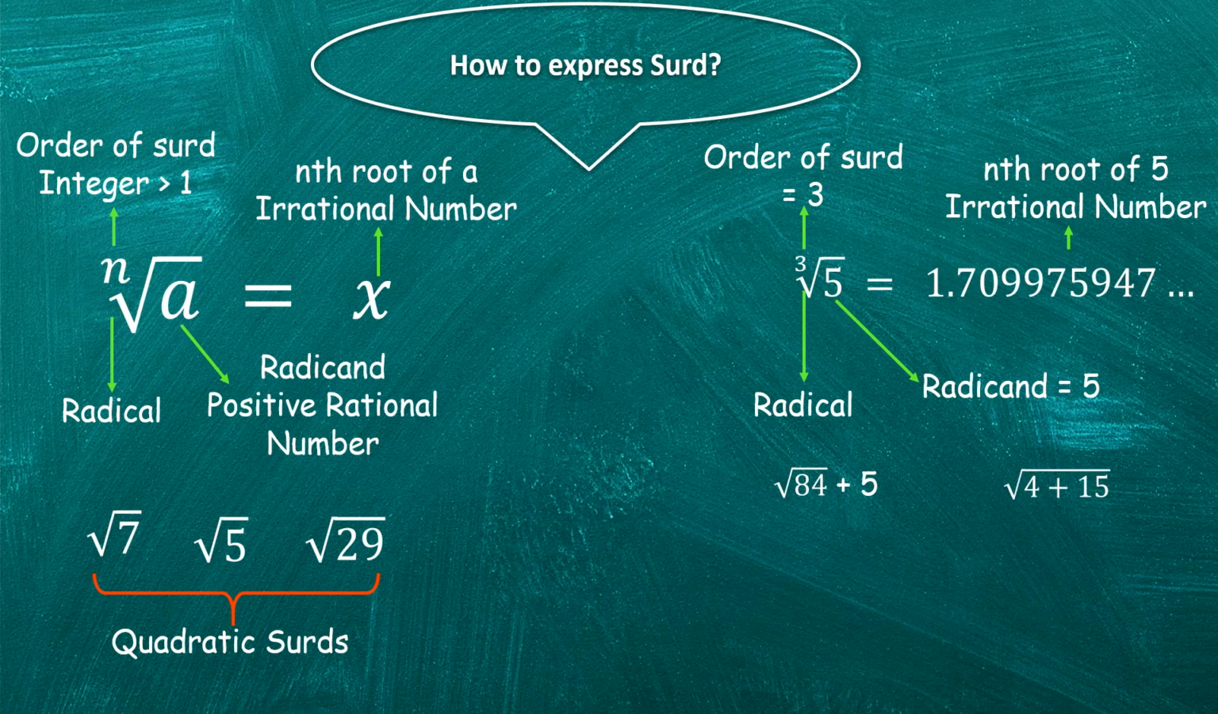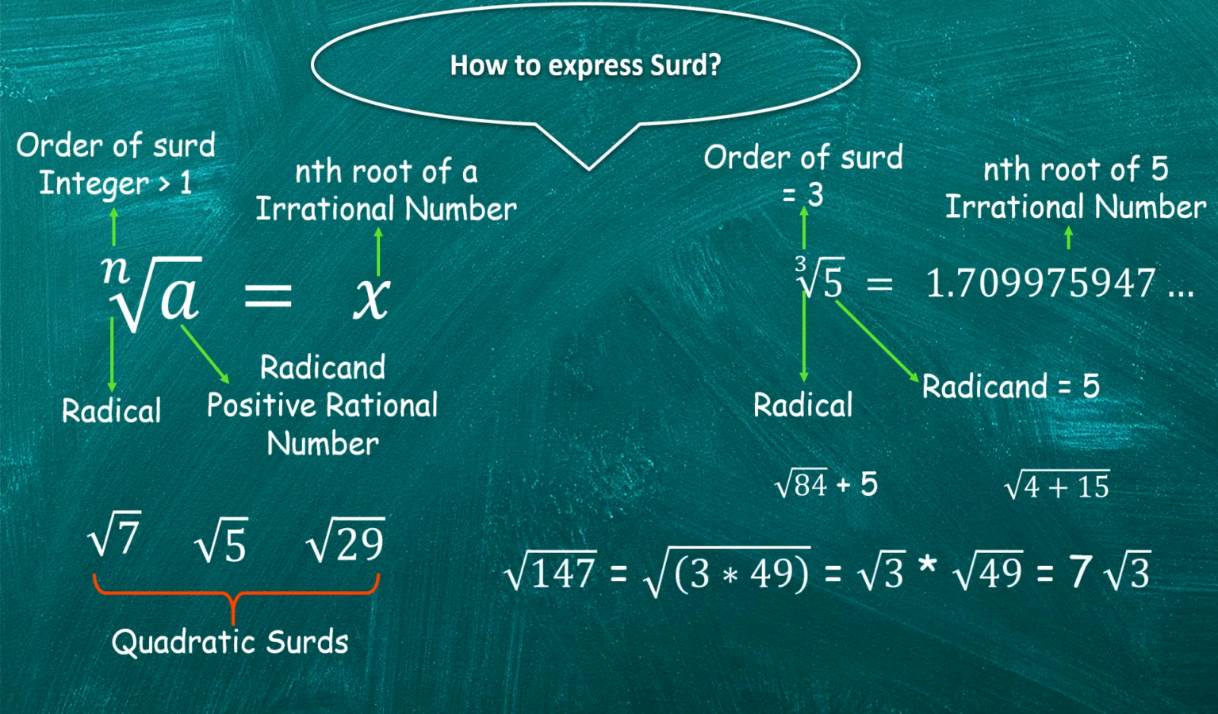Similarly, in case of under root 4 plus 15, the length of line goes up to 15. So here we'll have to add 15 plus 4 and then simplify. We'll learn it with the help of one example, that is root 147. We'll have to calculate its simplest form.